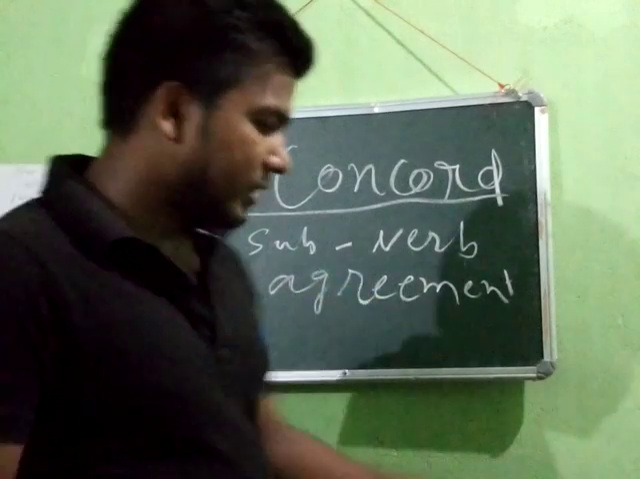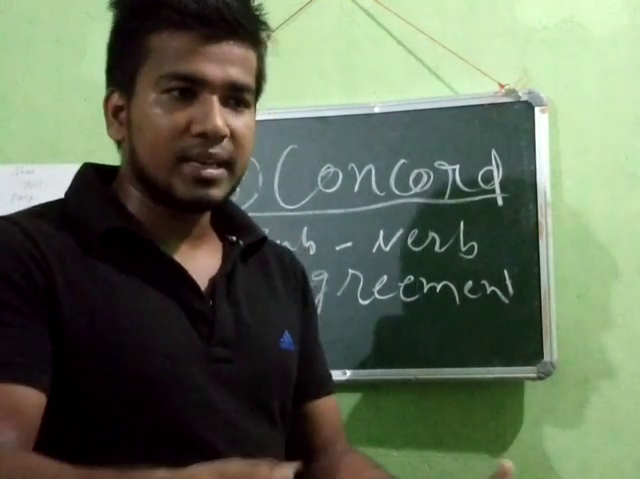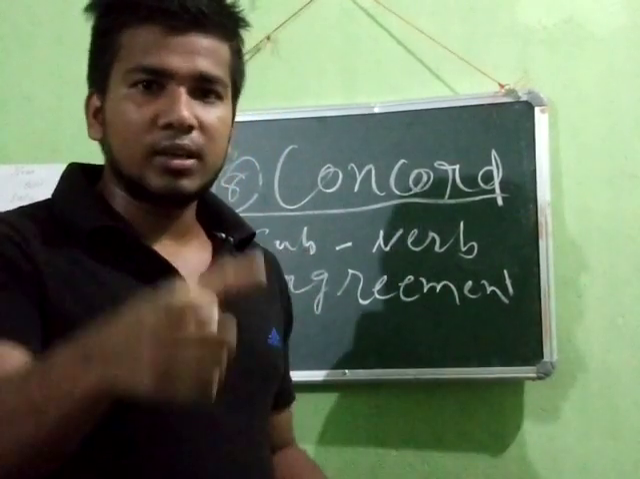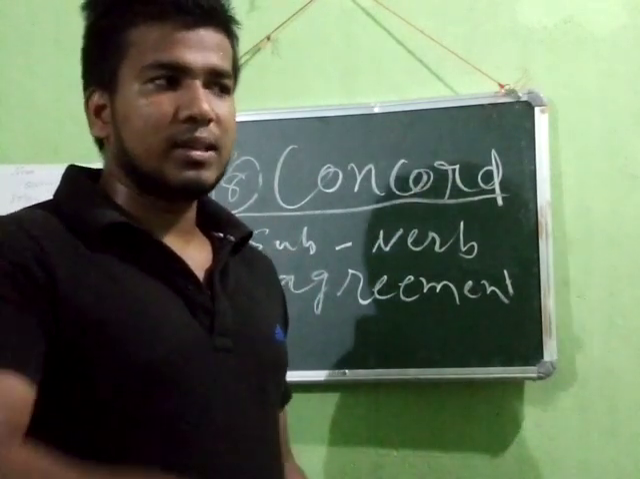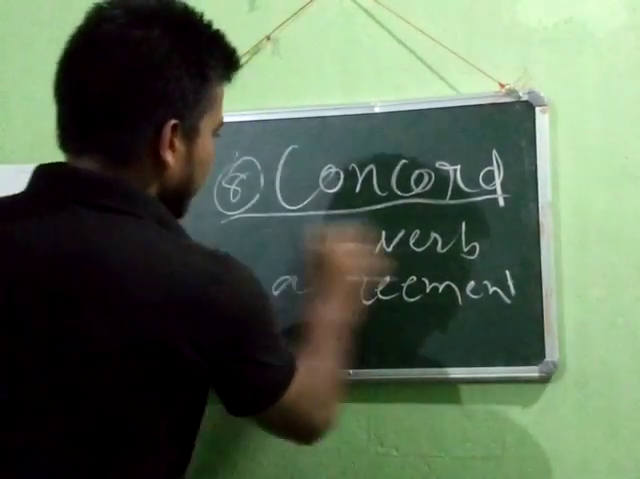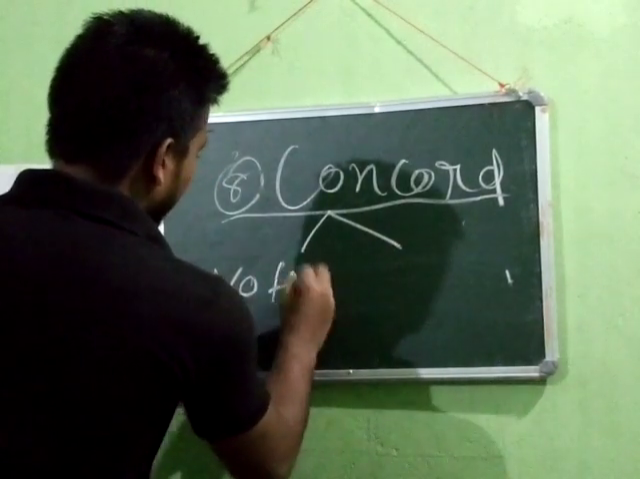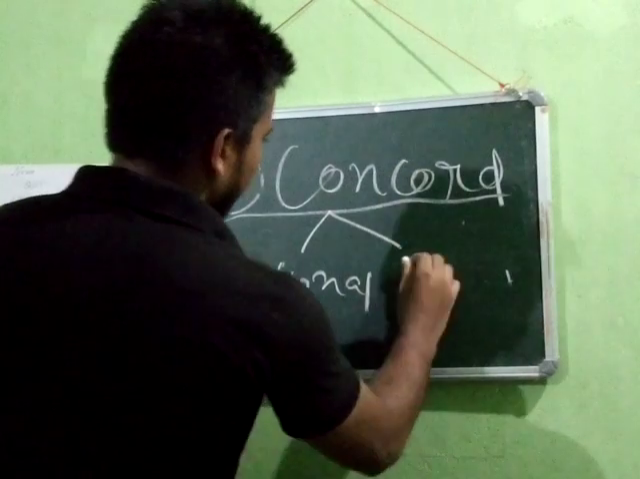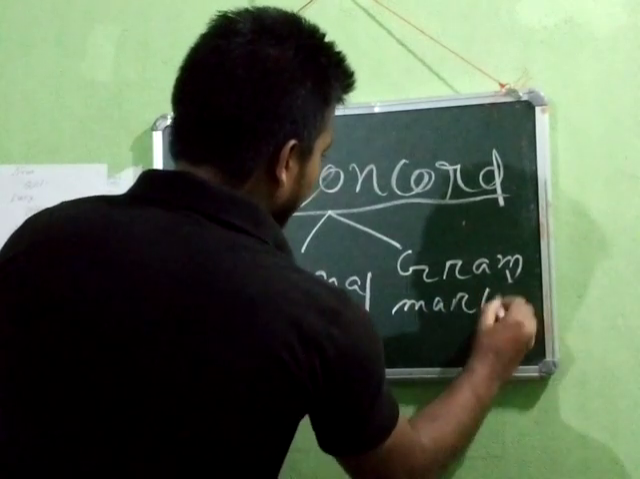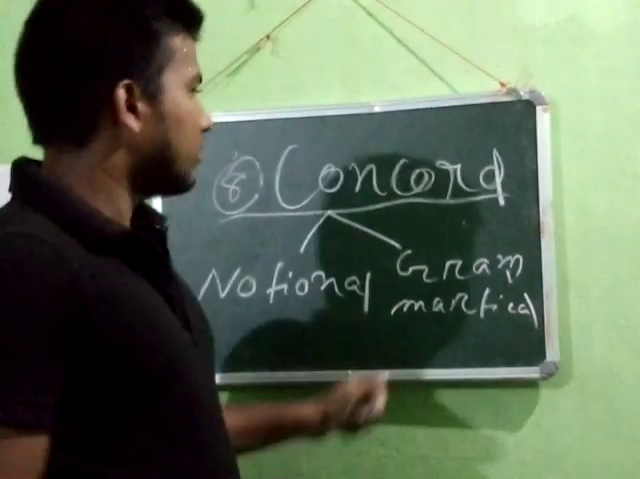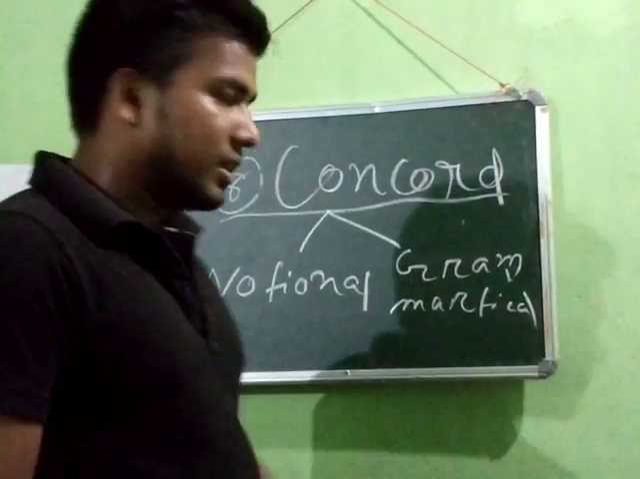While you are writing the answers, there will be some questions about what is concord, give a detailed analysis. So while you are writing the answers to these questions, you have to write what is concord, the introduction part, and then moving on to the analysis part, you have to write what are the types of concord. There are 2 types of concord. Number 1 is notional and then grammatical. So there are 2 types of concord or subject-verb agreement. One is notional concord and the second one is grammatical concord.